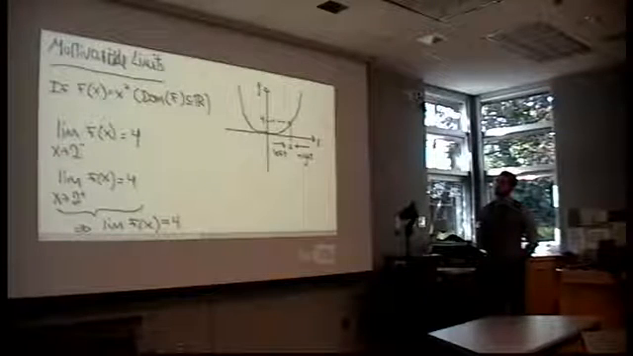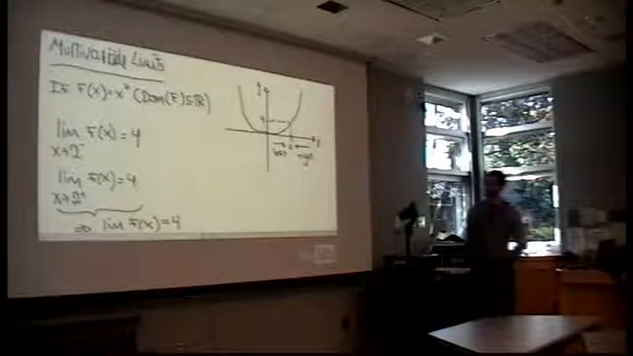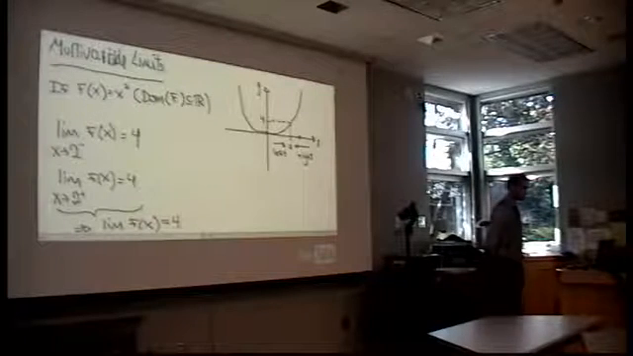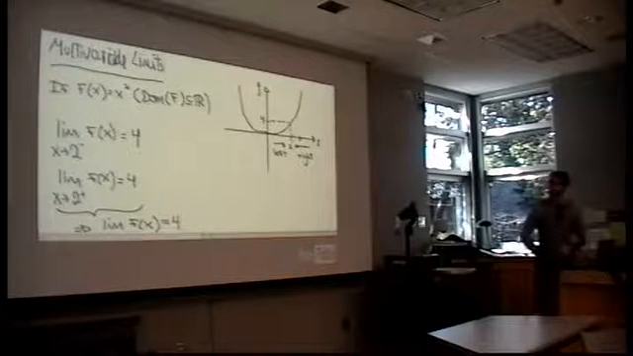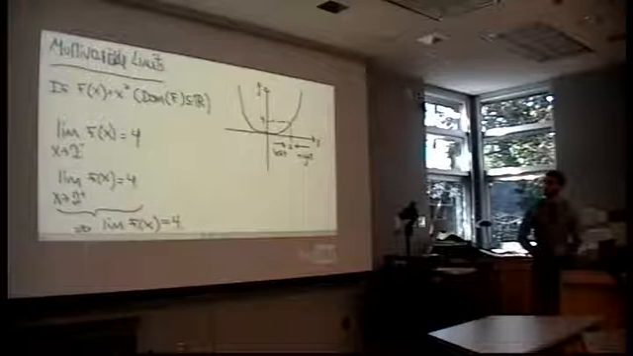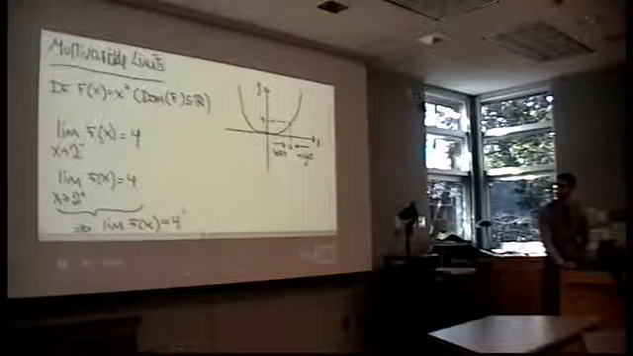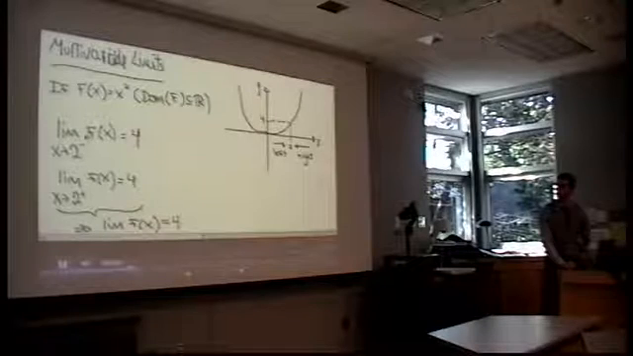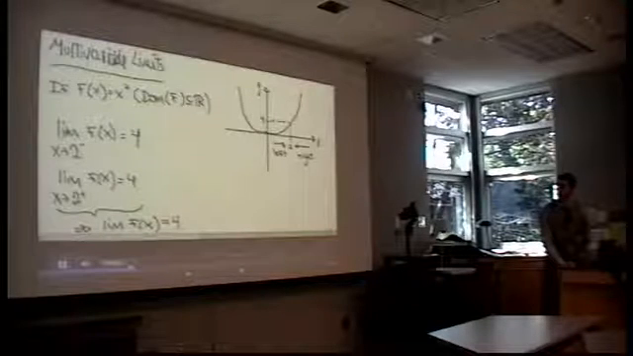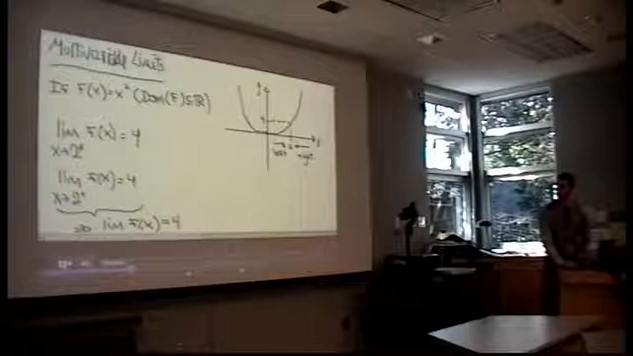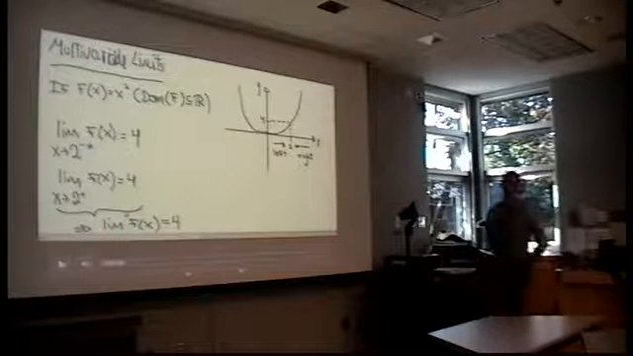Now, when I'm approaching the value 2 on the x-axis, there are two possible ways I could approach it. I could approach it from the right or approach it from the left. And in both of these cases we write the limit as x goes to 2 minus. Okay, so this was just to give you a little idea here.